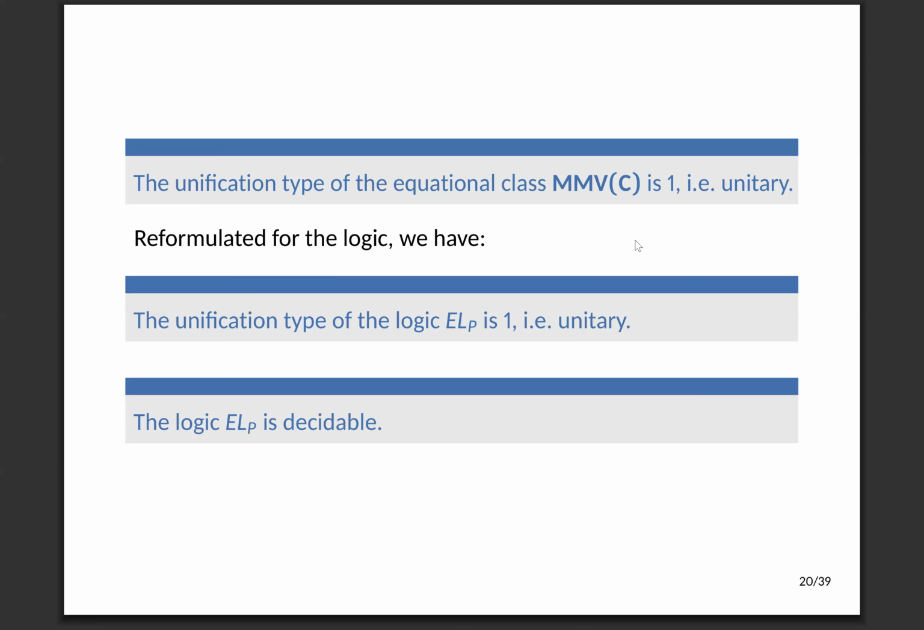So what it means is that if we have any formula, there exists a unique, up to equivalence, substitution that will make this formula a theorem. In other words, if we have an equation of this logic, then this equation can be solved, and for each equation there exists a unique general solution. We will use it later. And also, this logic ELP is decidable. There is a procedure to verify it. The logic ELP is decidable.